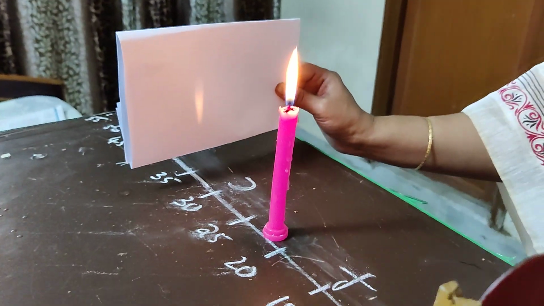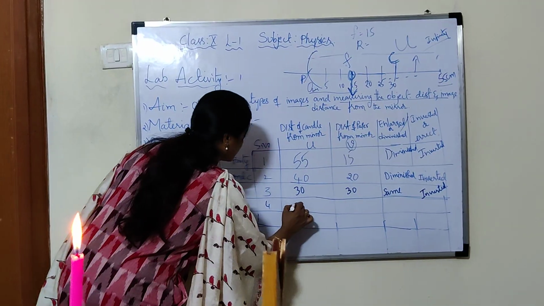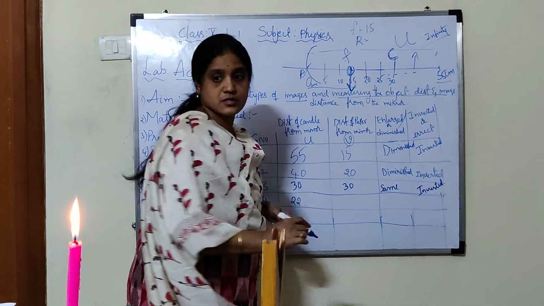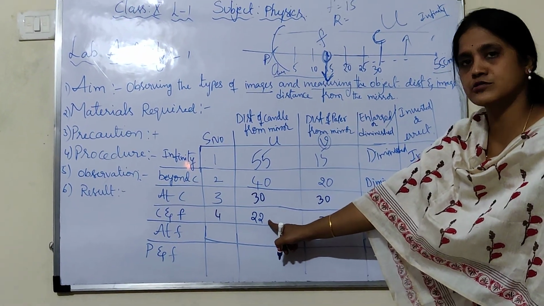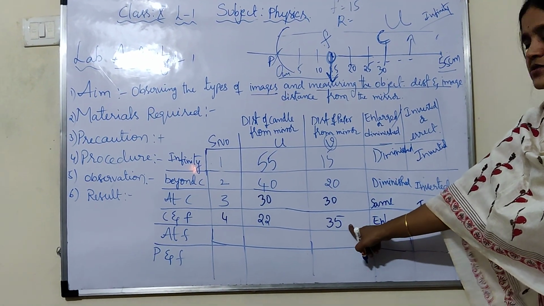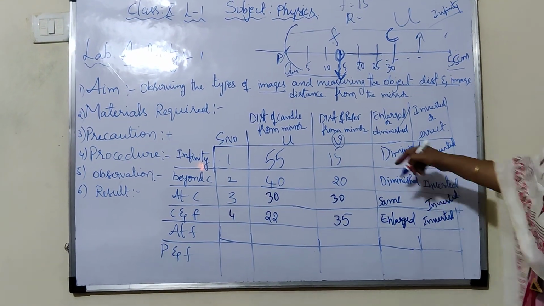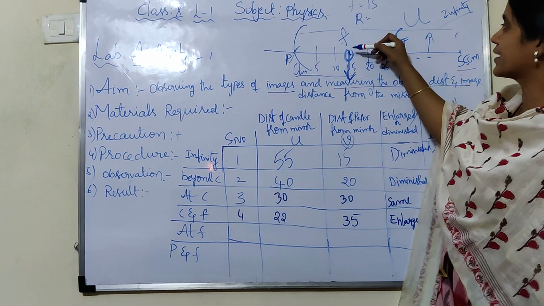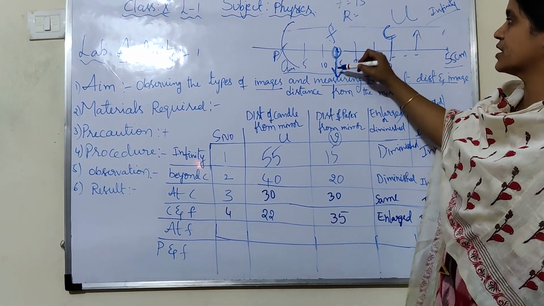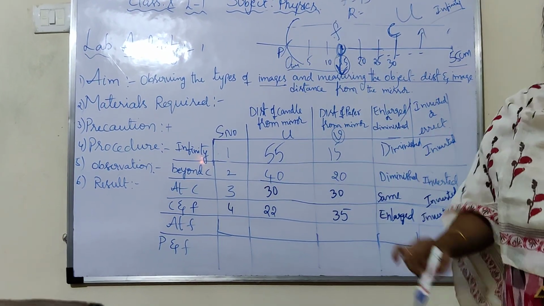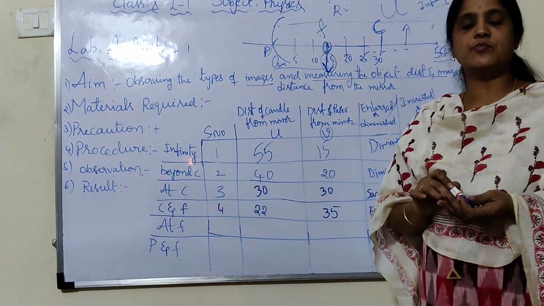Just I note down on the board. 22 centimeters, we got it the image at a distance of 35 centimeters, enlarged and inverted image. Now we'll place the candle at F, means at a distance of 15 centimeters. We'll observe the image.